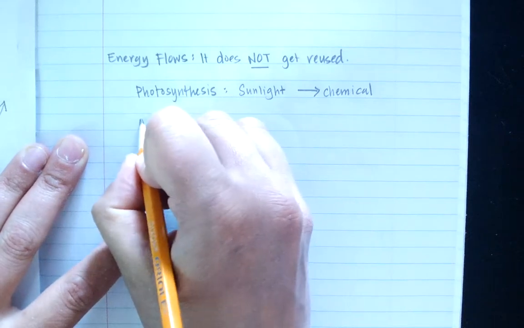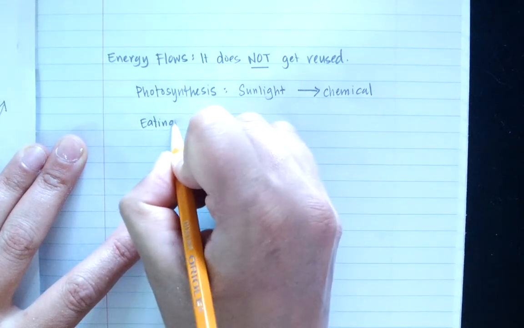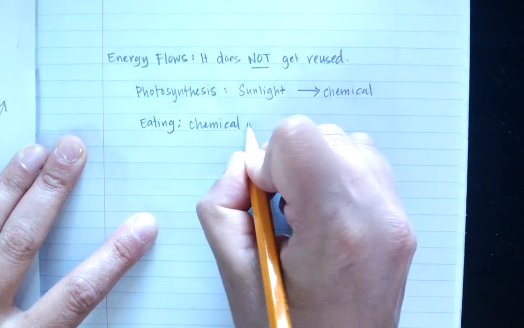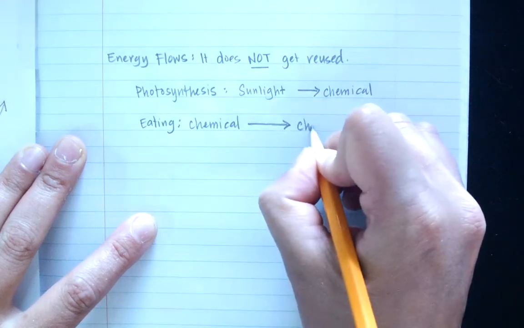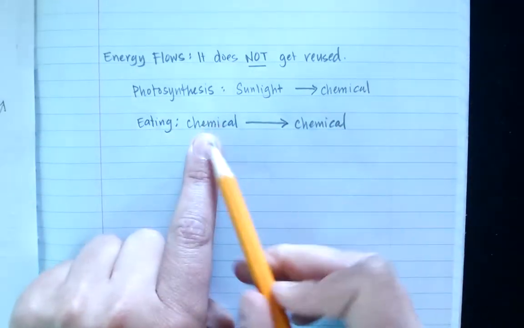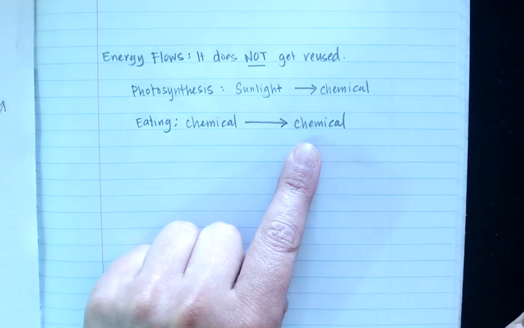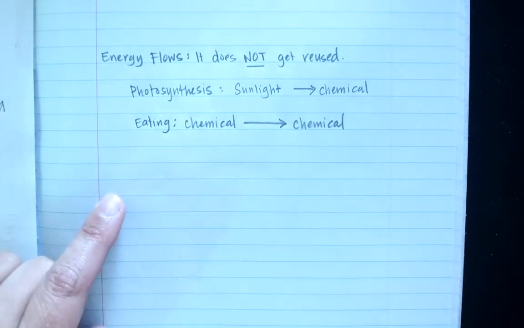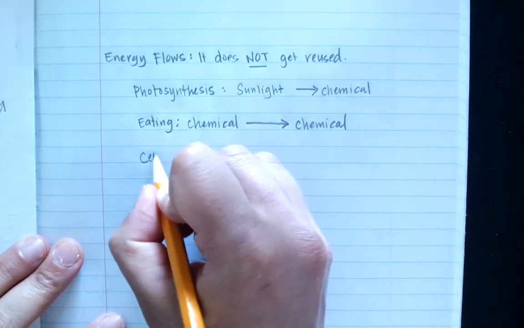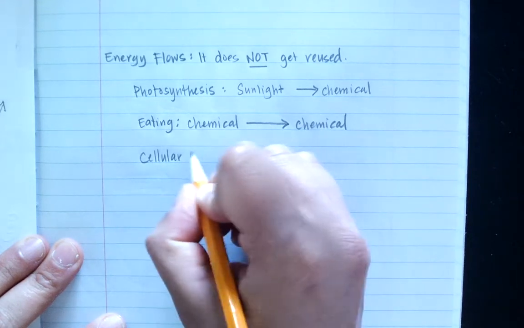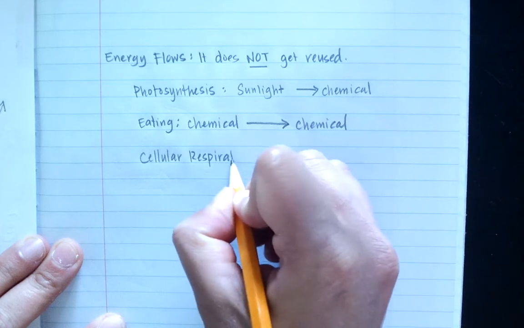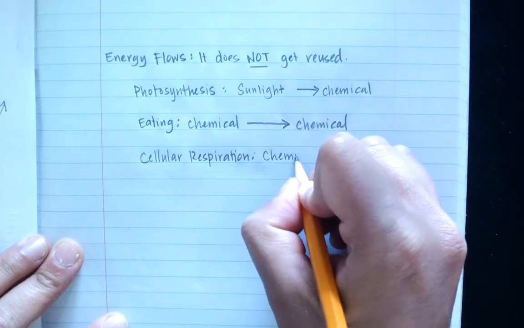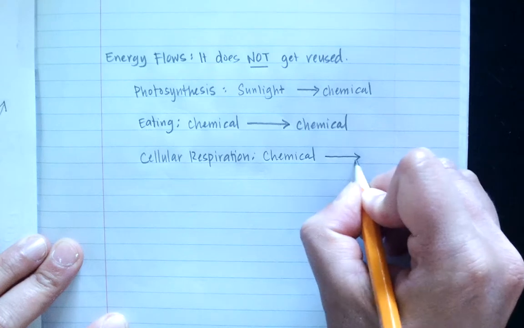Our next process is eating. We're going to have the same processes as before. And eating is going to take that chemical energy, and it's still going to be chemical energy. And that's because we still have biomolecules here and biomolecules here. They've just been made into smaller biomolecules, say going from a polymer to a monomer. Our last one is cellular respiration. Now, cellular respiration is going to take that chemical energy and it's going to convert it into kinetic energy.